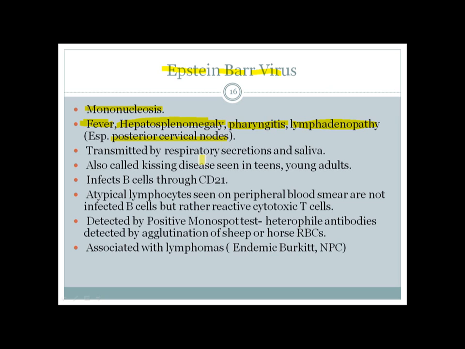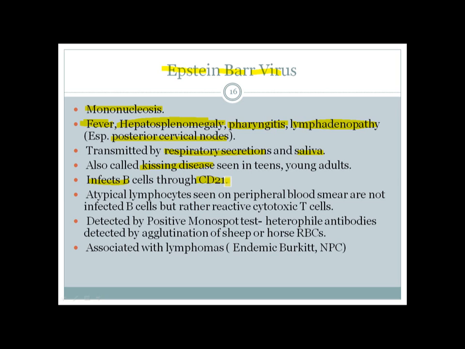And it's commonly transmitted by respiratory secretions and saliva, especially the saliva, because it's commonly seen in teens who get the disease due to kisses. That's why it's called kissing disease. And those Epstein Barr viruses can infect the B cells through a CD marker, which is CD21.